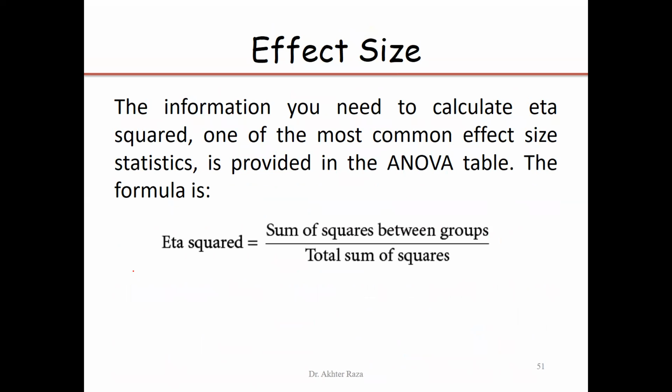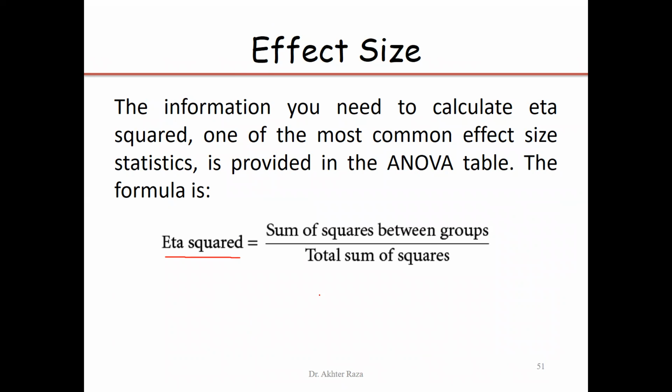Eta square is a term which is used for indicating the reliability of the result. This is known as effect size. Eta squared is the effect size. If we have a higher value of effect size, that is an indication that the null hypothesis is rejected with very high differences. If we have a very small effect size, that is an indication that we have rejected the null hypothesis by very close or very small differences.